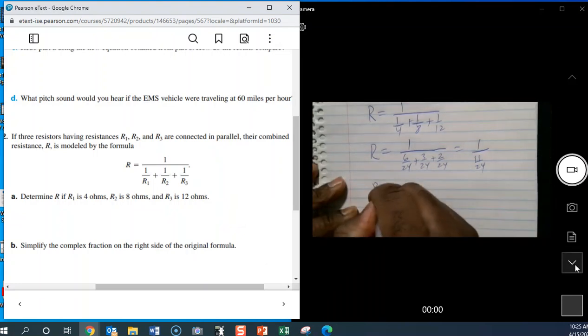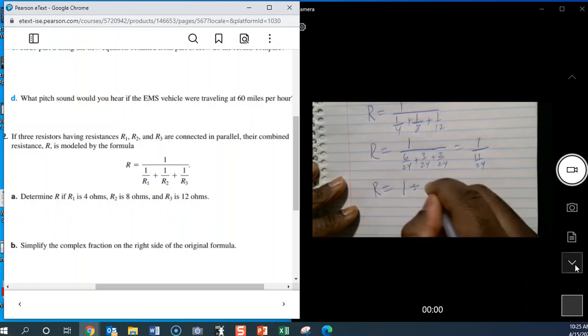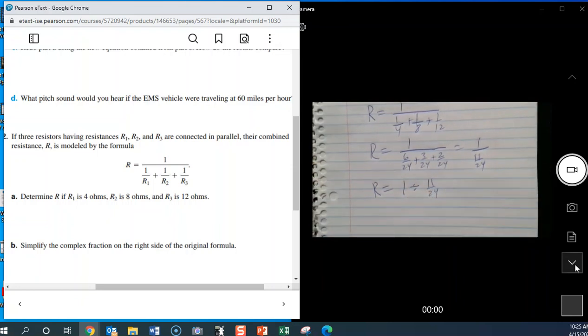So now we have R is equal to, we're going to separate this and write it as 1 divided by 11 over 24. So R is equal to 1 times 24 over 11. So R is equal to 24 over 11. Now, we could leave it as 24 over 11, or we could write it as a decimal. It'll be approximately 2.18 ohms.